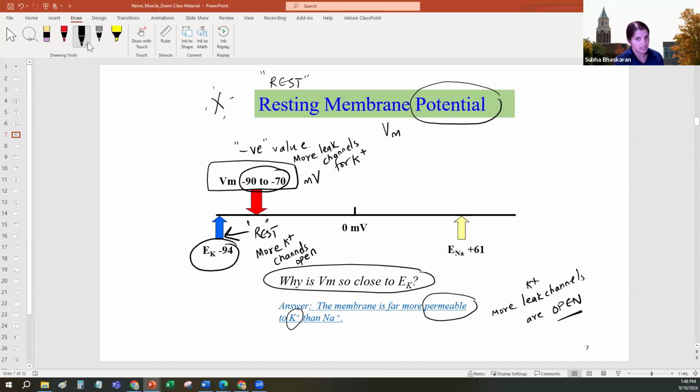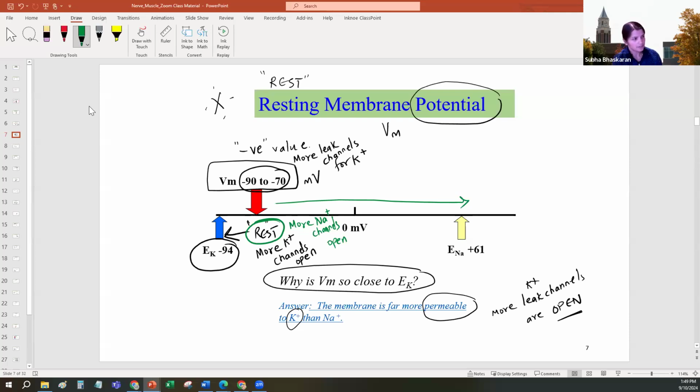Now, what happens if at this resting stage I open more sodium channels? Where is VM going to go? Remember, if you open sodium channels, sodium is going to come in. Sodium has a positive charge. So what will happen to VM if more sodium channels are open? Which direction will that go? It will become more positive. Very good. Thank you so much. Yes, it'll go towards the positive VM.